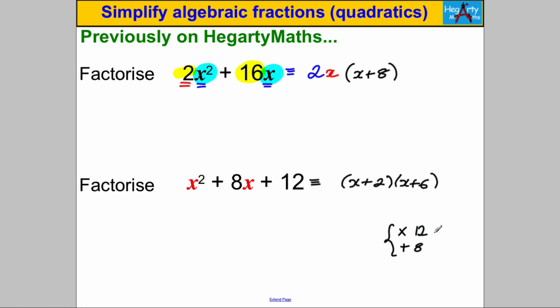Here we were looking for two numbers that multiplied to 12 and added to 8. Product of 12 and sum of 8. They were 2 and 6, so our brackets were x add 2, x add 6. Right, we are now ready for what we need to do in this particular skill. Let's have a go at some questions.